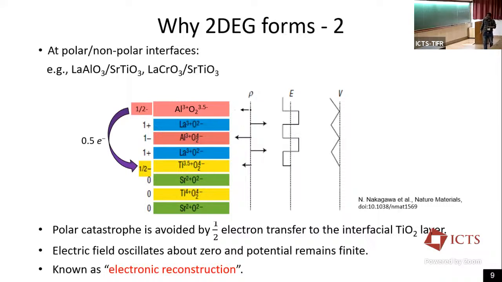This half electron transfer from the surface to the interface is known as electronic reconstruction. And this electronic reconstruction due to polar catastrophe can cause the formation of a 2DEC, because this half electron which is transferred to the interface now forms the 2DEC at the interface. Okay, this is extremely confined around the interface. So this is another mechanism, electronic reconstruction due to polar catastrophe, which can lead to the formation of 2DEC at polar, non-polar, or this kind of perovskite oxide interfaces.